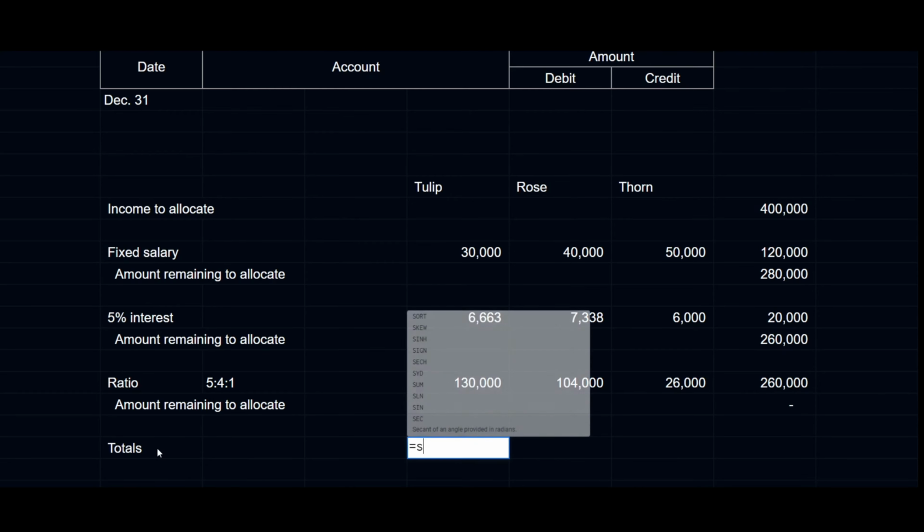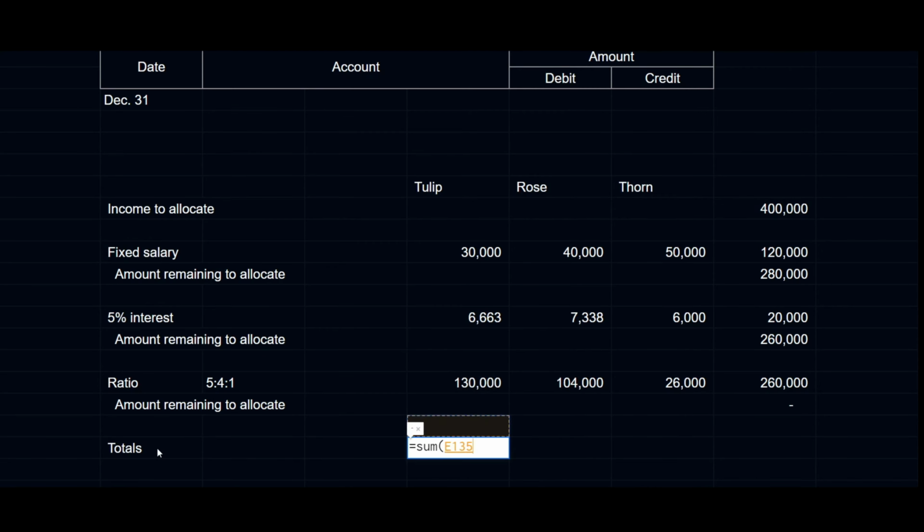Totaling everything up, we can see that Tulip's portion of this income of 400,000 is 166,663. Rose is $151,338, and Thorn is 82,000. Let's record the journal entry.